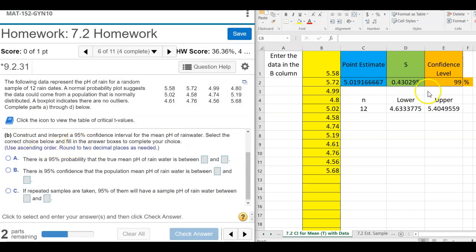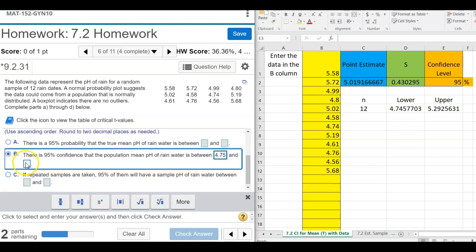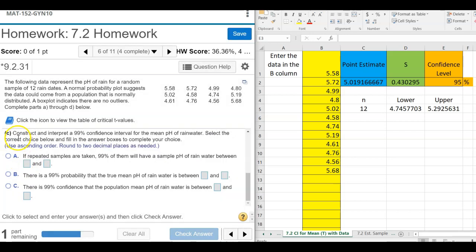And then our 95%. Do make sure you change this because it's different. 95% probability, nope. 95% confidence. That will be between 4.75 and, oops, I didn't type it in there. 4.75 and 5.29. All right, and then construct and interpret a 99% confidence interval.